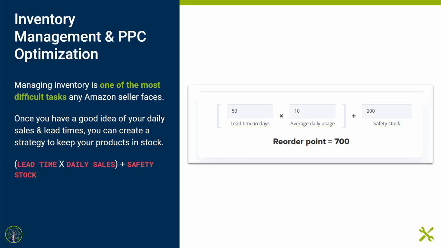If you look at the example here, they did a 50-day lead time with 10 daily sales and 200 of safety stock. They also got a 700 reorder point. What this means is when your inventory in Amazon's Manage Inventory page gets to 700, you have to reorder at that point with your supplier. Obviously, that helps you stay in stock, and that helps you preserve keyword ranking, your BSR, and just keep your ad costs much lower because you're not having to relaunch the product every time you go out of stock.